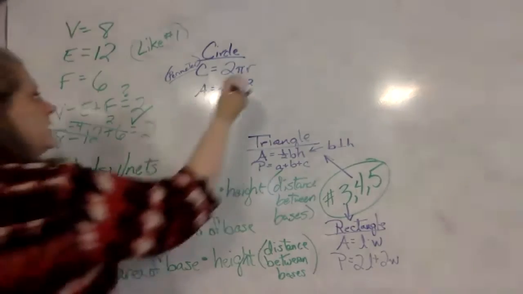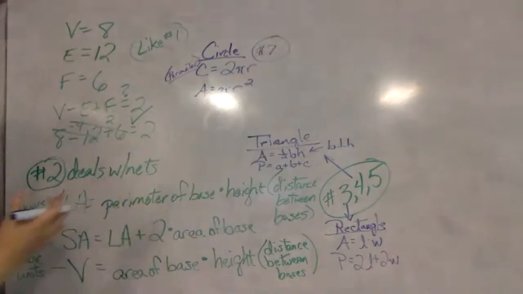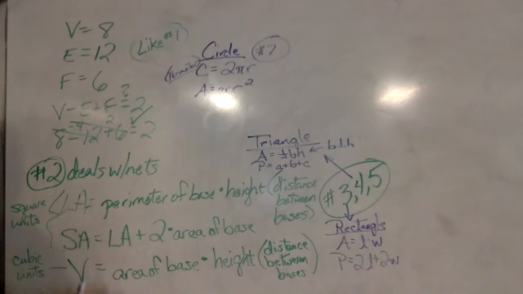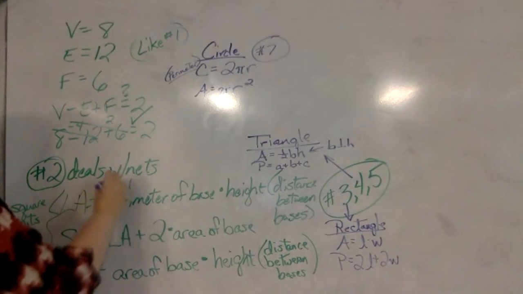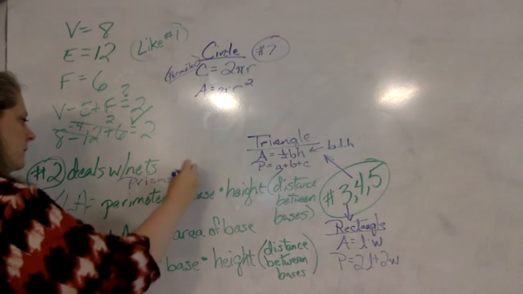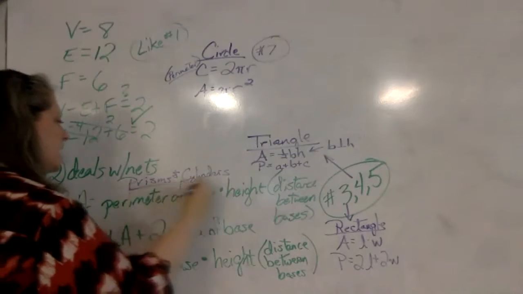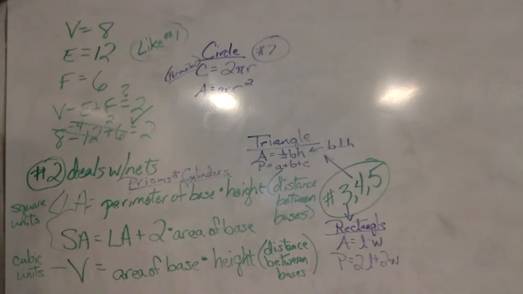So this is what you're using for number 7. But like I said, it's still these same formulas we have here. This is for all prisms and cylinders. You also have your formulas on your worksheets that we did in class. But this is for all prisms and cylinders.